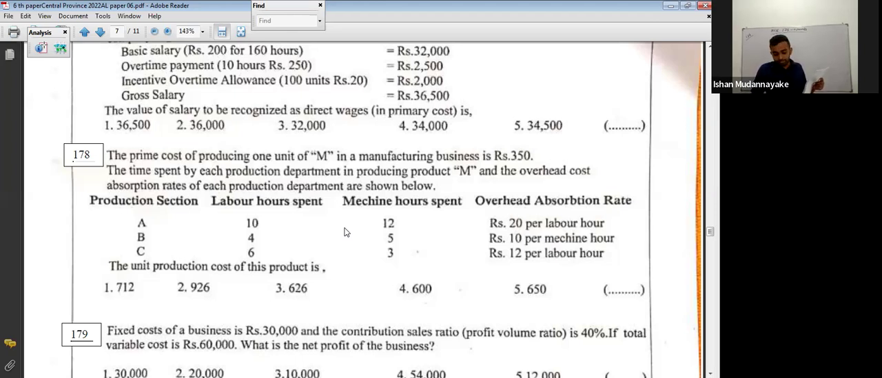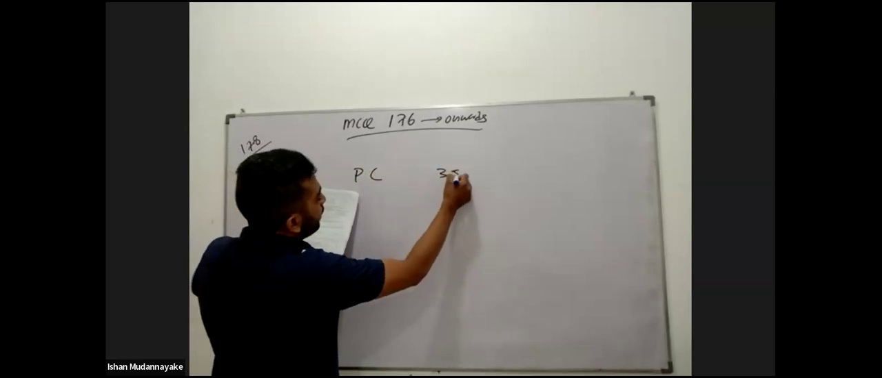They have given the overhead absorption method. In production department A, 20 per labor hour. In production department B, 10 per machine hour. In production department C, 12 per labor hour. Right, simple, easy question. The unit production cost of this product is asked. Prime cost of the business organization is how much? 350 prime cost. Then overhead cost.